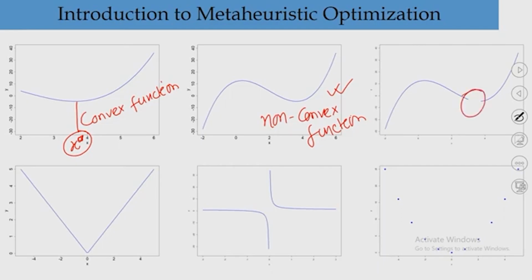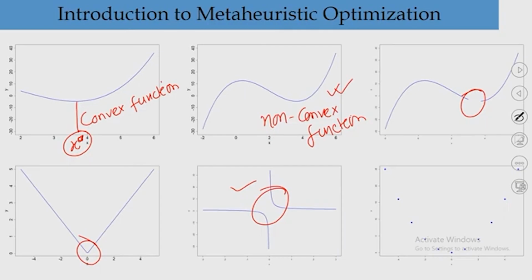Now, this is a discontinuous function, the third function. So, I will not be able to apply the classical optimization technique, as the function is not continuous. Similarly, this particular function is non-differentiable at this particular point. Therefore, I will not be able to apply the classical optimization technique. And similarly here also, this is a discontinuous function, a non-continuous function, therefore I will not be able to apply the classical optimization technique.